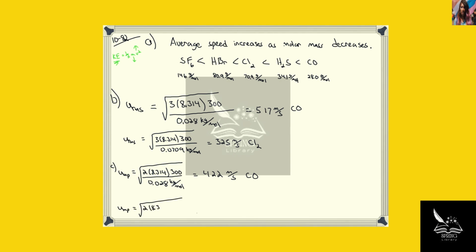Then we'll do the same calculation with Cl2 that has a larger molar mass, so we should end up with a smaller most probable velocity. Remembering to convert this to kilograms per mole. And don't forget to take the square root. And we get 265 meters per second instead of what we had up here, 325 meters per second.